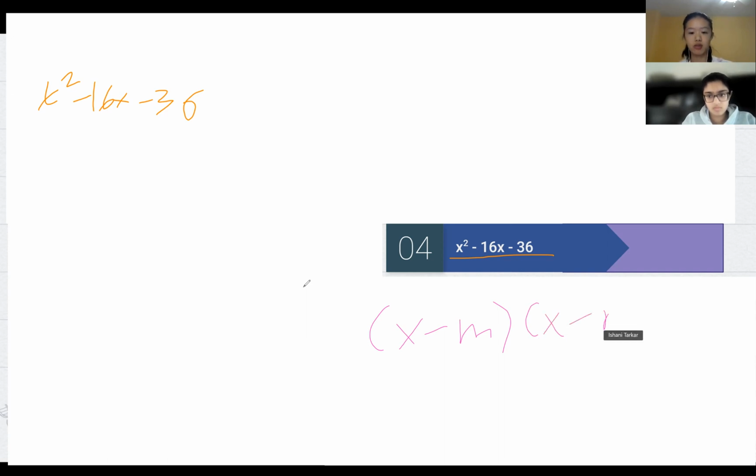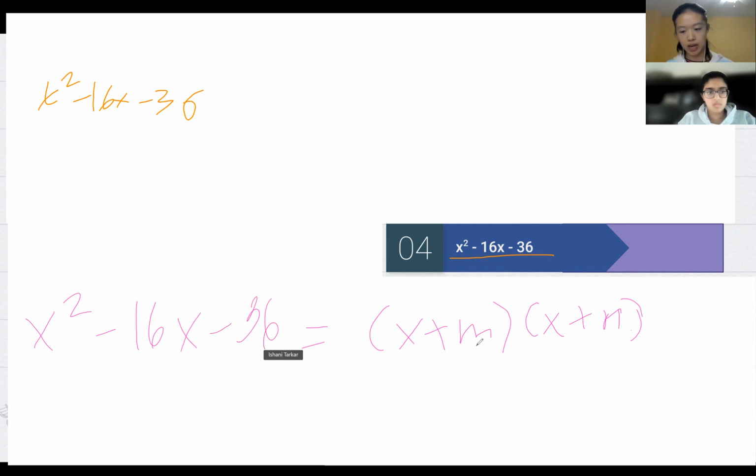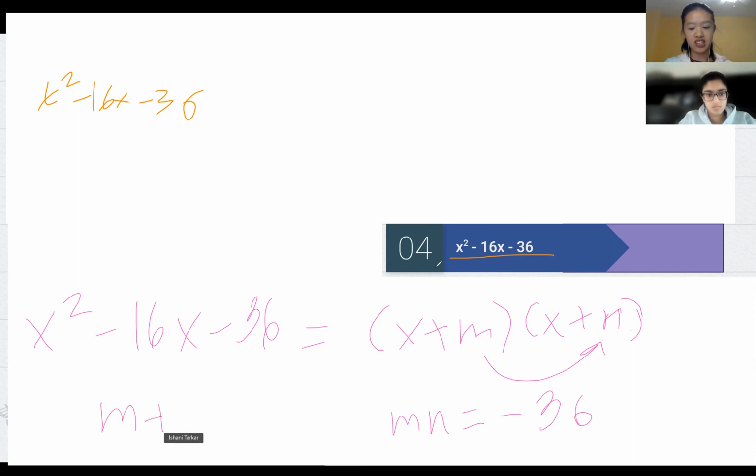Okay, in fact, for this one, I'll do it with plus m and plus n, just to show that way. Once again, we're looking for values of m and n. This time I'm using plus m and plus n because, in my opinion, that is actually the best way. I don't know why I did it with minus n. So in this way, we are looking for a product m times n equals negative 36, and the sum m plus n equals negative 16.